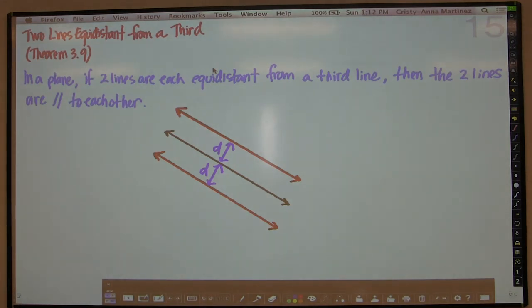And it's important that you know the name of the theorem, because on a test or a quiz, if you had to put the reason down, theorem 3.9 wouldn't suffice. You have to actually have the name of the theorem. So the name of the theorem is two lines equidistant from a third.